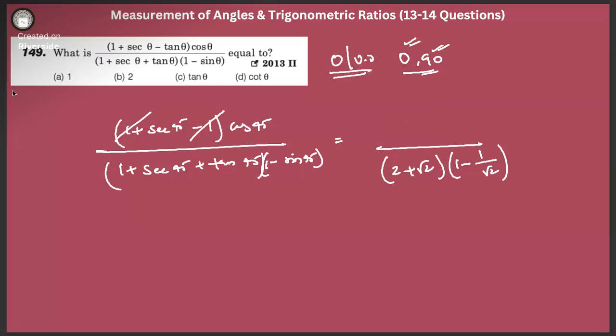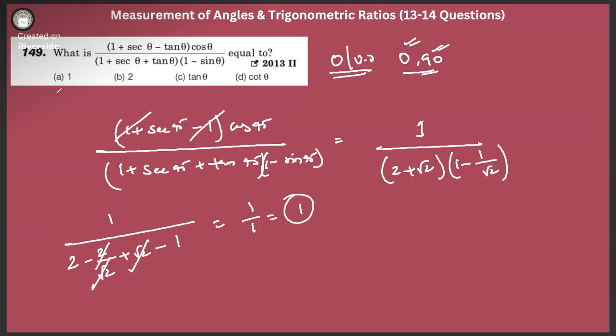In the numerator, we can simply write 1, isn't it? So now it will become something like 1 divided by 2 minus 2 by root 2 plus 2 plus minus minus 1, right? We can cancel this one, isn't it? It will fetch us what? 1. We have 1 as well, we have tan 45 as well, we have cot 45 as well.